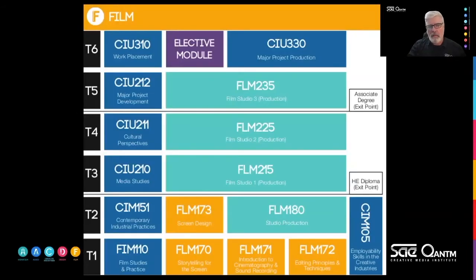So that's more of the academic modules, as you can see there. Now, when it gets up to trimester 5, the major project development happens alongside the final film studio module, where by this time it's like 6 or 7 films into the degree. And at the same time, students are starting to prepare for their capstone film, which happens in trimester 6, which is the major project production.